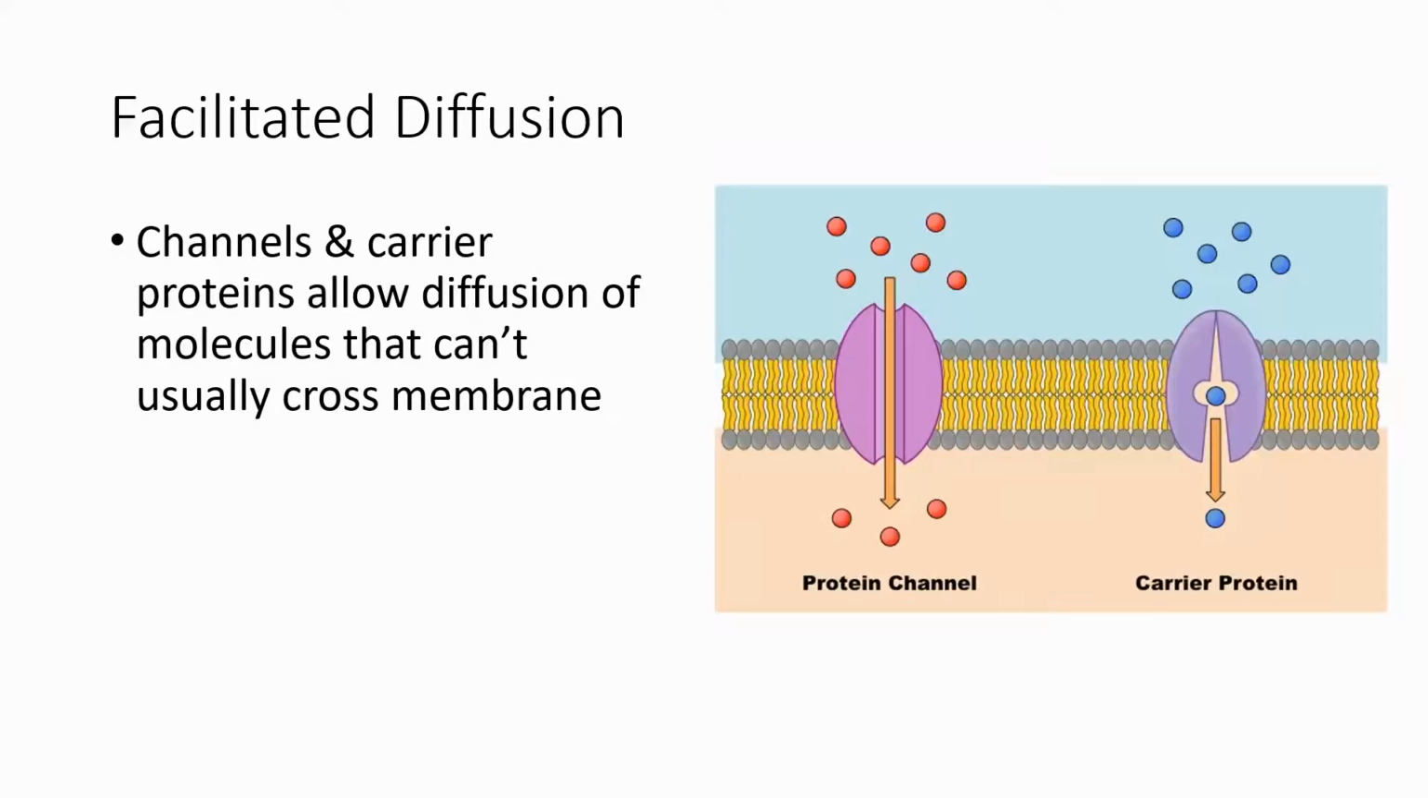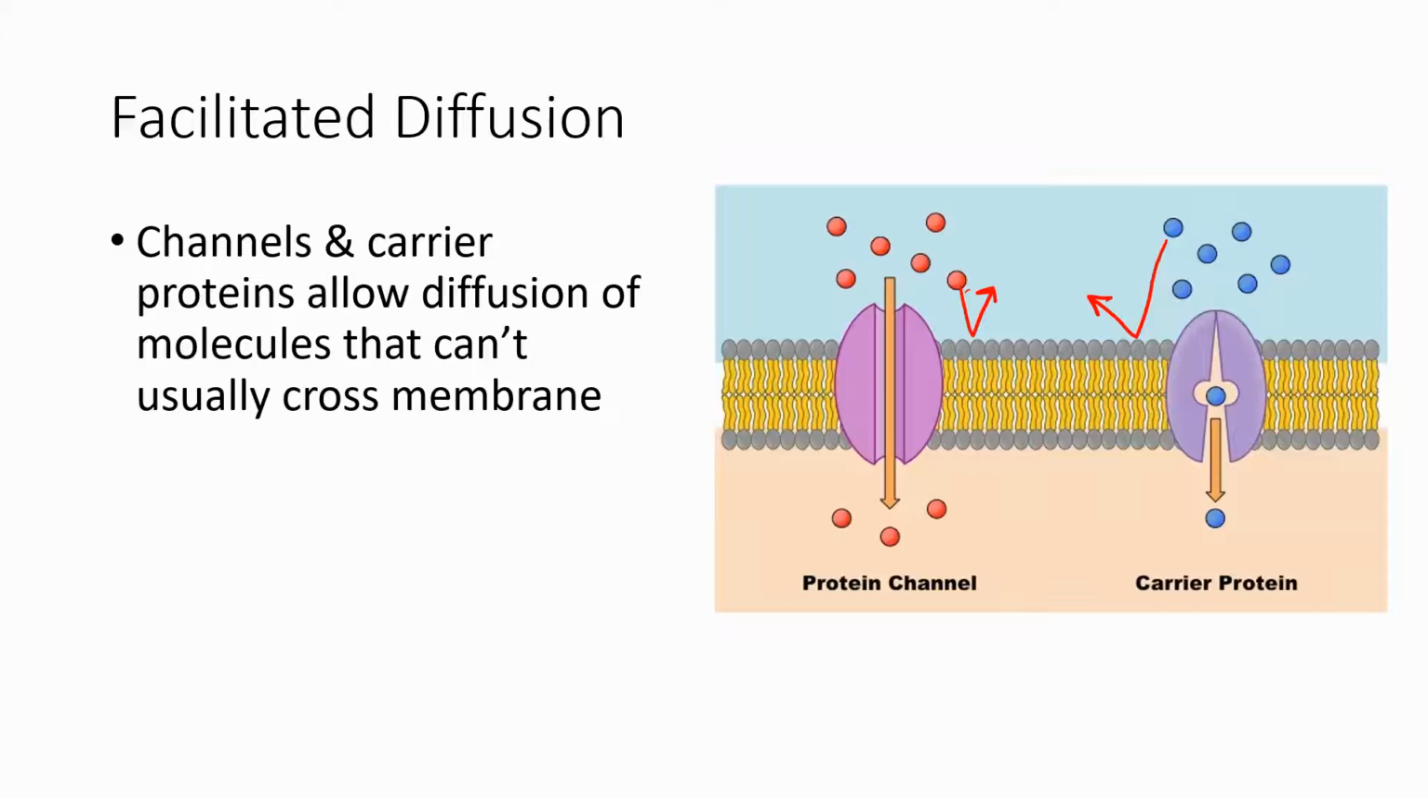Facilitated diffusion is, like I said, another type of passive transport. It occurs when you have molecules that cannot pass through the cell membrane. So for example, this red molecule right here can't pass through. This blue molecule right here can't pass through, whether it's because of charge or whether it's because of size. Then, if you need these molecules to be able to pass through the cell membrane into and out of the cell easily, the cell can insert membrane proteins into it to allow these molecules to pass through.